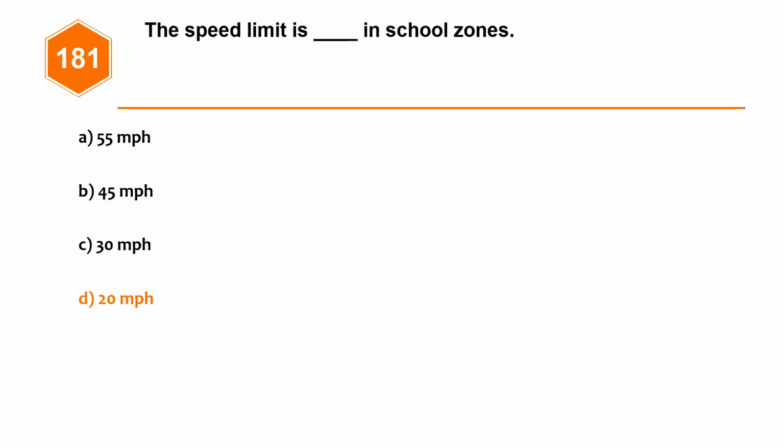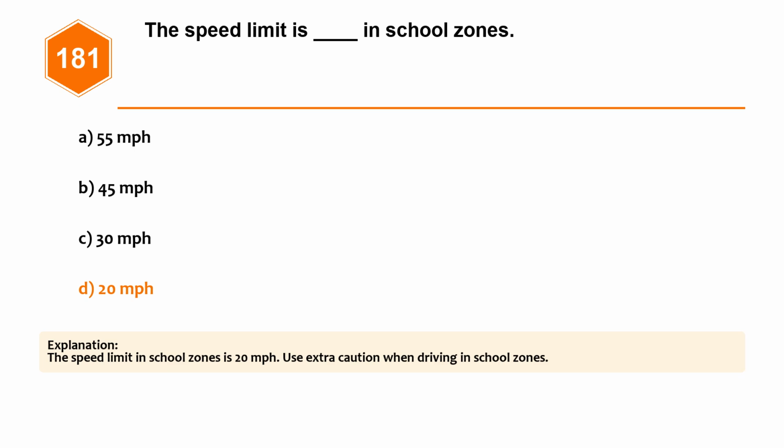The correct answer is option D. 20 miles per hour. Explanation. The speed limit in school zones is 20 miles per hour. Use extra caution when driving in school zones.